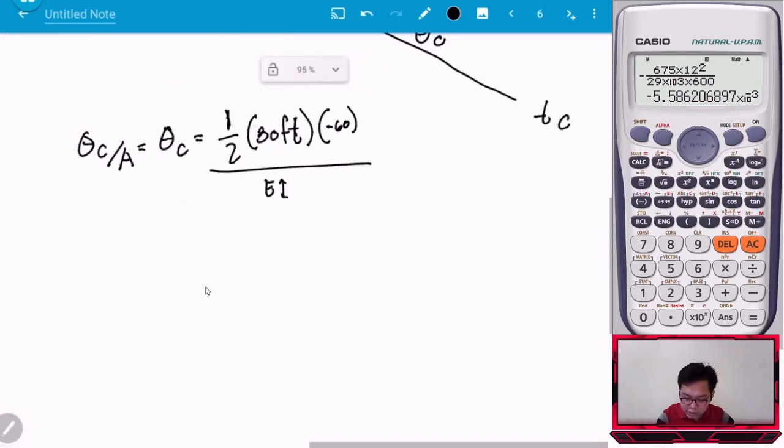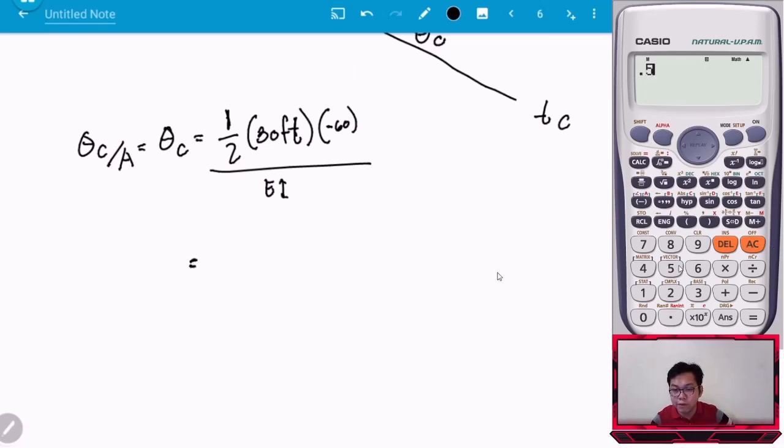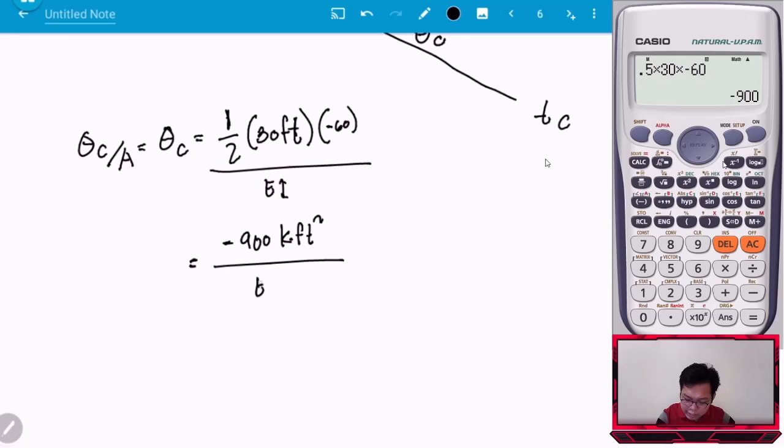So, what is our answer, guys? 1/2 base, so 0.5. Our base is 30. It's 15 multiplied by negative 60. Okay, so negative 900. Again, keep feet squared, right? Keep feet squared over EI.